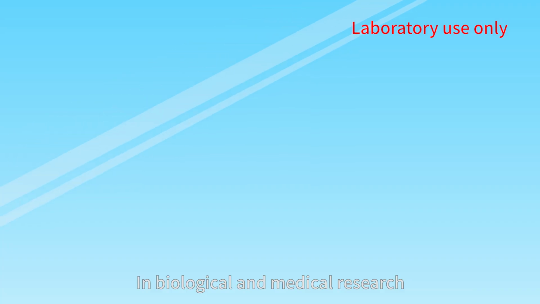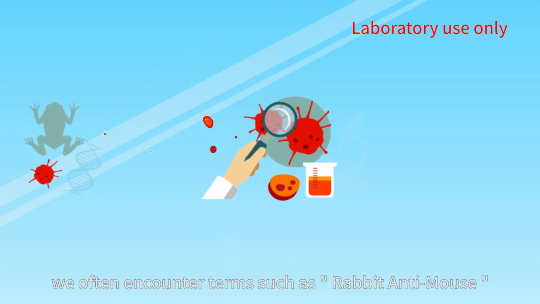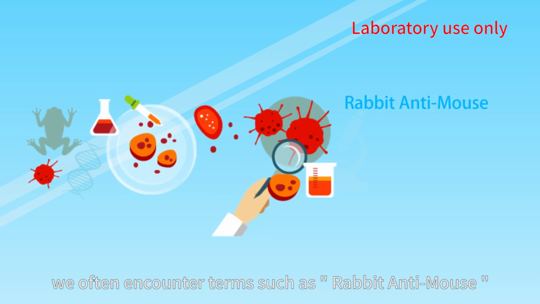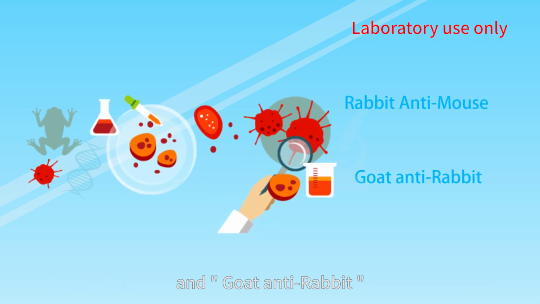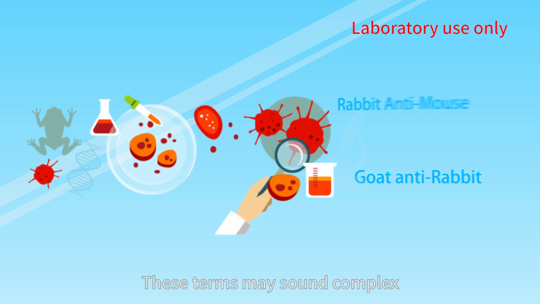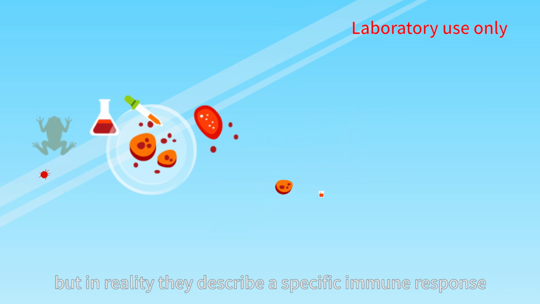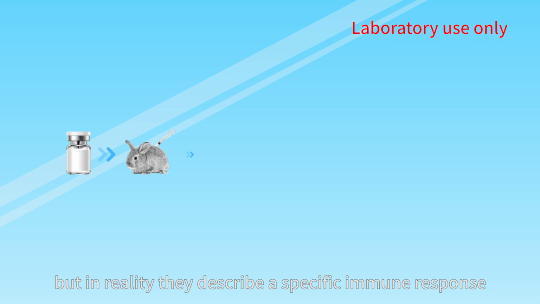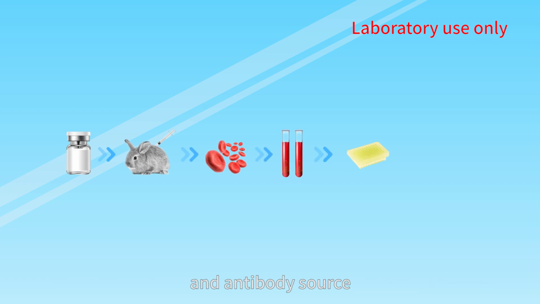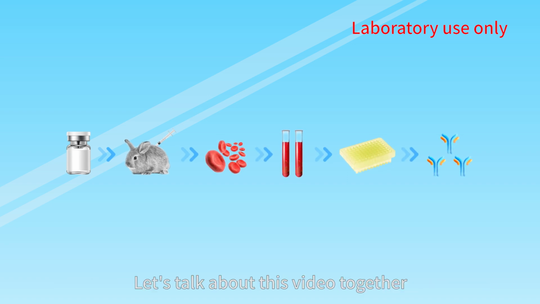and medical research, we often encounter terms such as rabbit anti-mouse and goat anti-rabbit. These terms may sound complex, but in reality, they describe a specific immune response and antibody source. Let's talk about this video together.